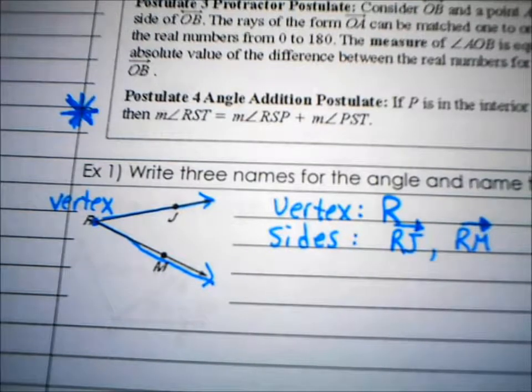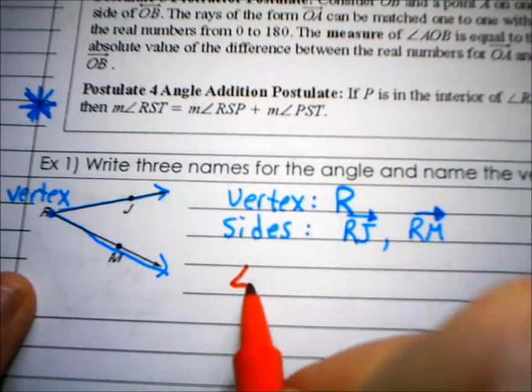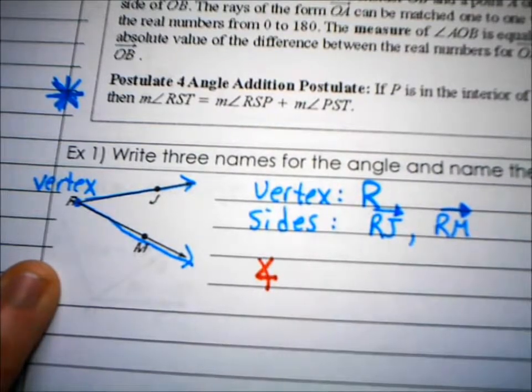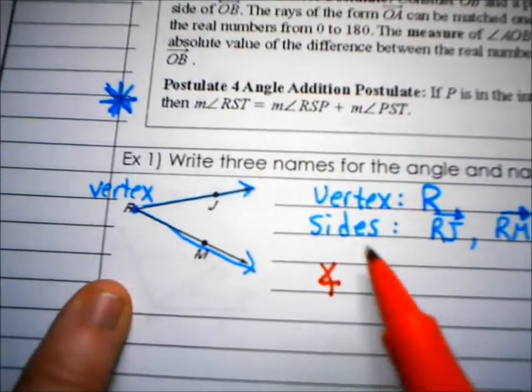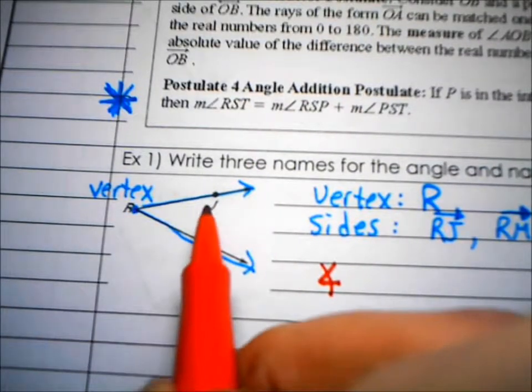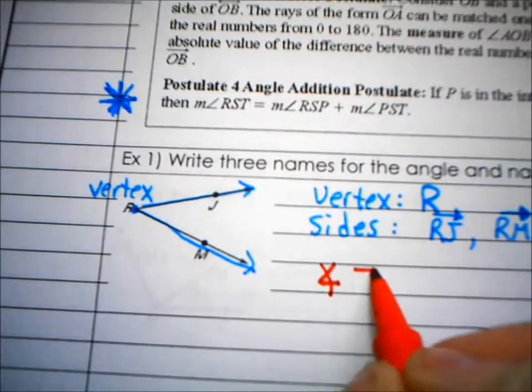Then I need to name the angle 3 ways. Well, I'm going to start with the angle symbol, which looks like a cursive L. A lot of times I will actually draw a little arc through it to emphasize that this is an angle. And then to name it, I'm going to name the 3 points. To do so, I need to name part of the ray first. So I'm going to do angle JRM.